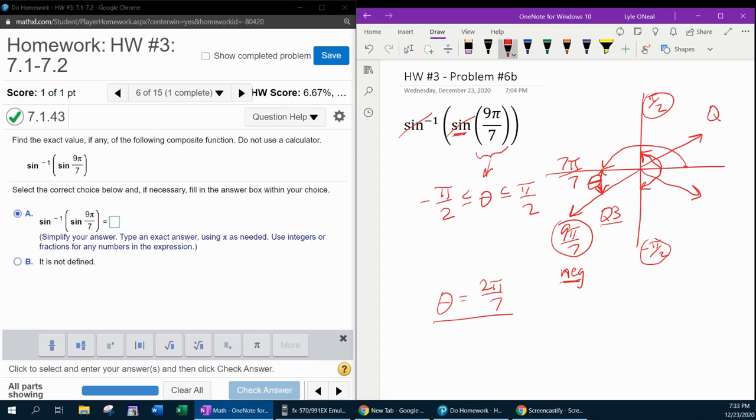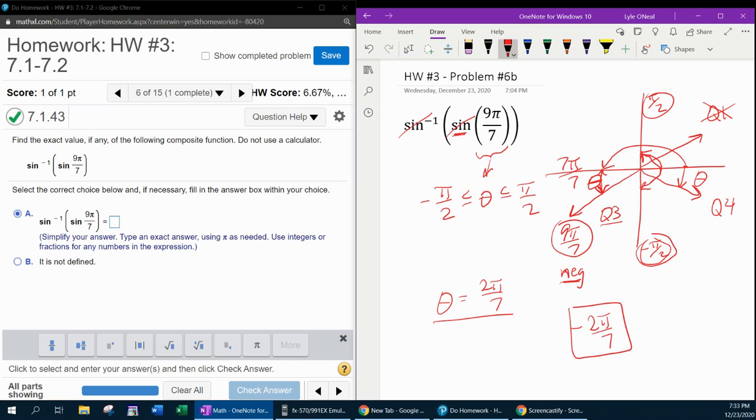And so that means that quadrant 1 is out. All of the trig functions are positive in quadrant 1, and therefore the angle cannot be a quadrant 1 angle, so it's going to have to be in quadrant 4. And that means that our answer for this problem is going to be negative 2 pi over 7.